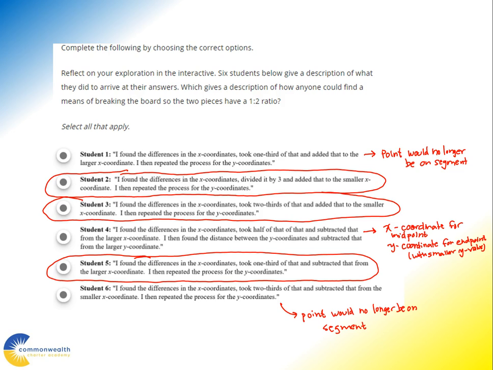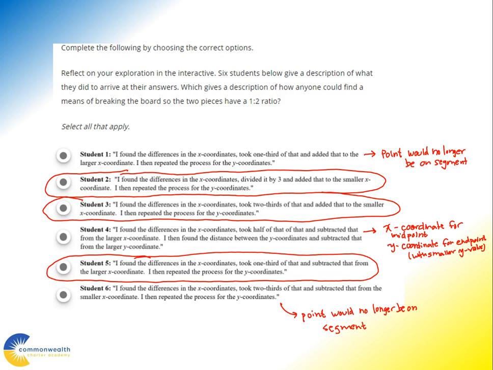Now, for student 4's description, basically what it would do is give you the x-coordinate of the midpoint, and it would give you a y-coordinate that equals the y-coordinate of whichever one had the smaller y-coordinate.